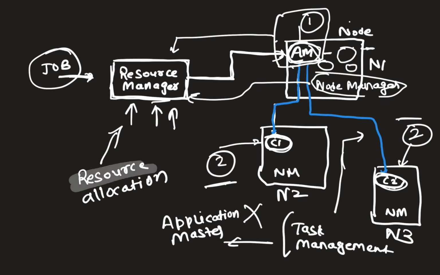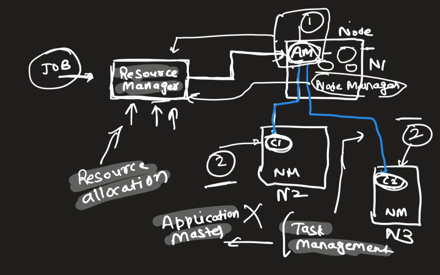Now these have been bifurcated now. Resource allocation and your task management. These tasks have been bifurcated. Task management is being done by application master, and resource allocation is being done by your resource manager. I hope you get the overall flow.